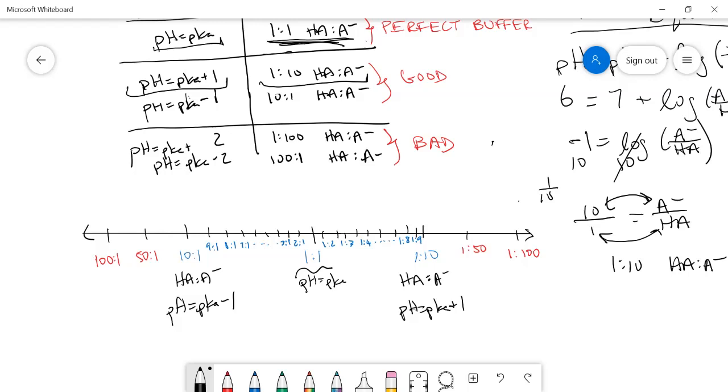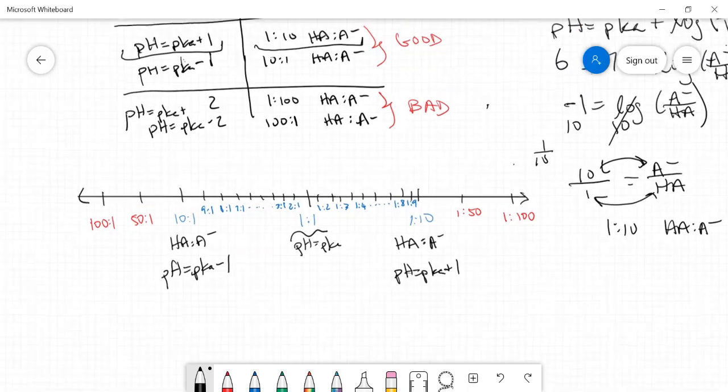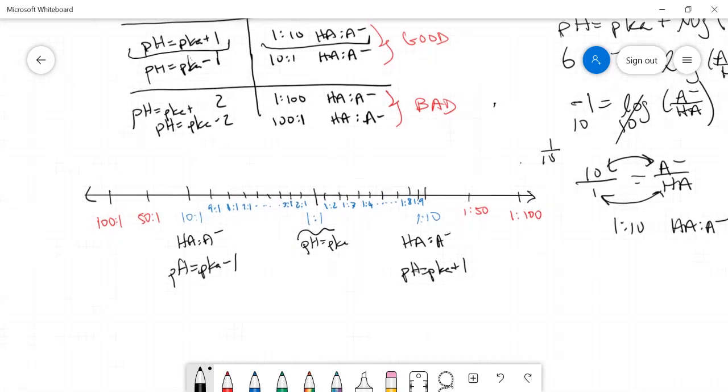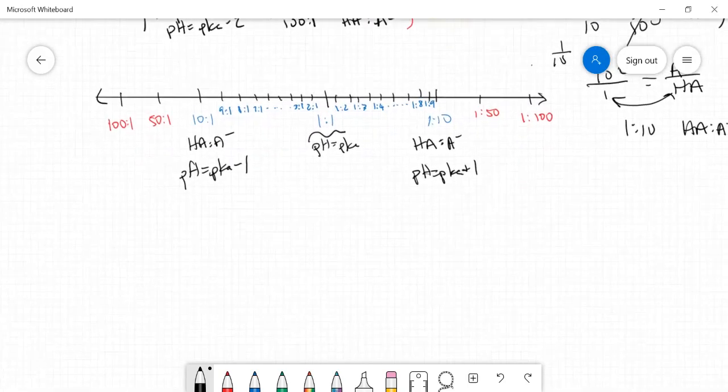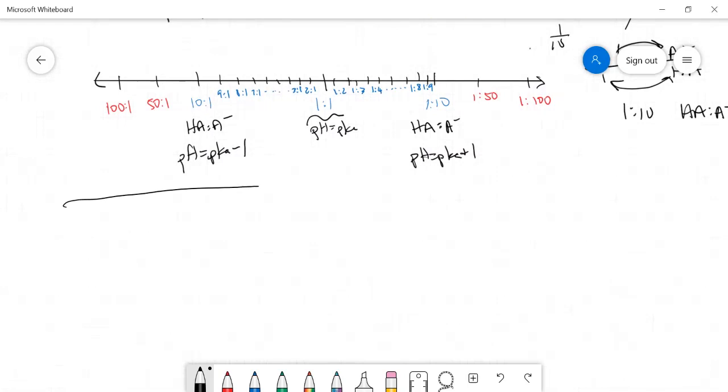So for example, if I told you that my pH is 8 and my pK is 6, that means that I no longer have a good ratio or an appreciable amount of weak acid and conjugate base, because I'm 2 units above my pK. Okay, so the idea here is that you always want to be plus or minus 1 of your pKa.